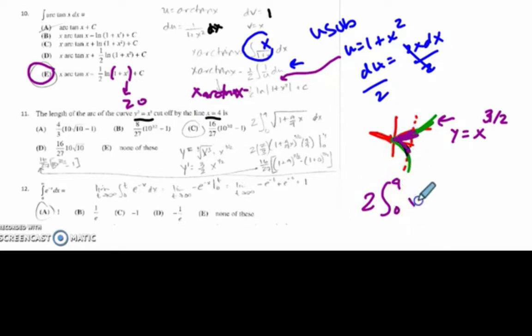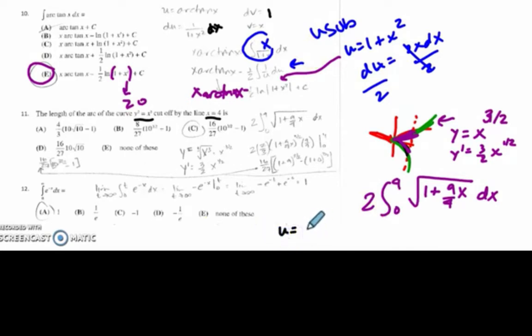So I then need 1 plus the derivative here squared. So the derivative of y is y prime, which will be 3 halves x to the 1 half. So when I square 3 halves, I get 9 fourths, and when I square x to the 1 half, I get x. And I end up with a pretty tricky integration problem. It's doable, but I'm going to need u substitution to do it. So I'll work over here.